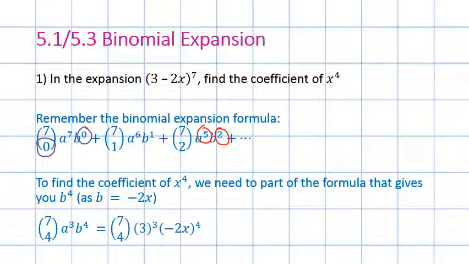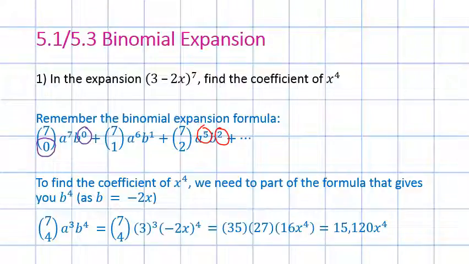So we've already said that a is 3 and b is minus 2x. So let's substitute those in. 7c4 is 35, 3 cubed is 27, and minus 2x to the power of 4 is 16x to the 4. So when I multiply all this together, I get quite a large number, but it's 15,120 x to the power of 4. So the bit that we're actually concerned about on this question is this number here. So I want 15,120, and that's the coefficient of x to the power of 4.